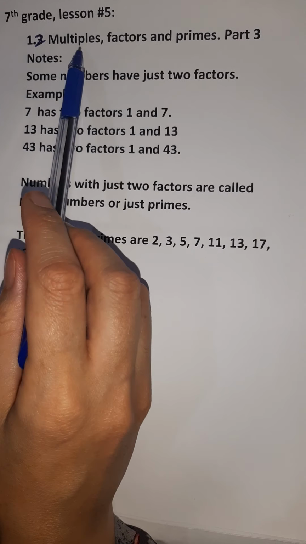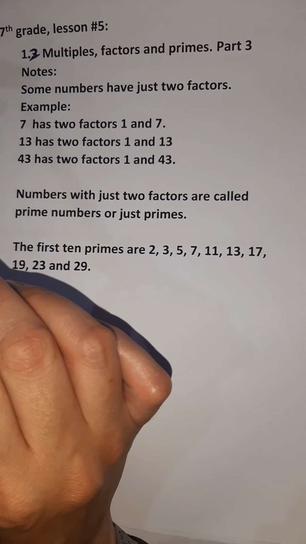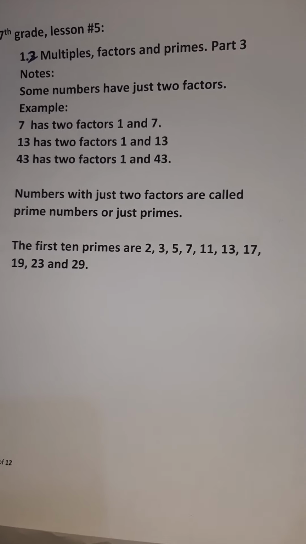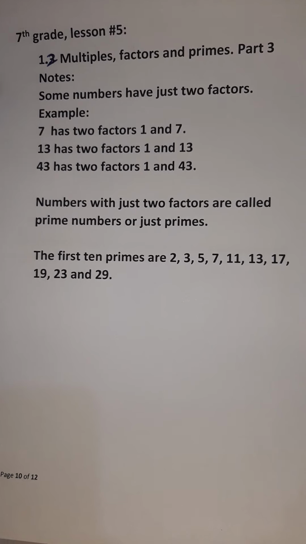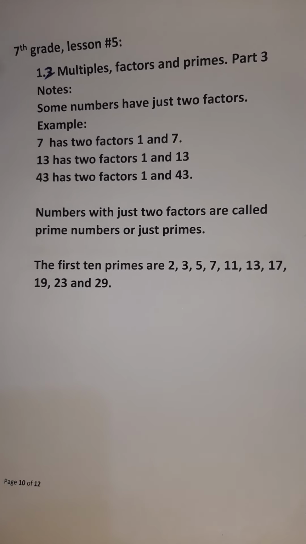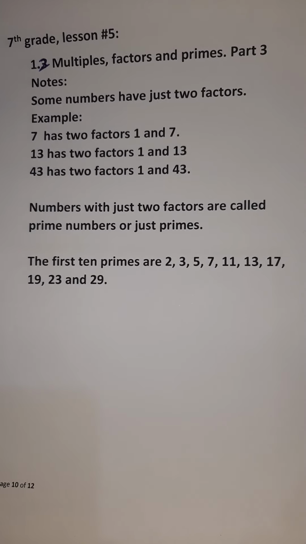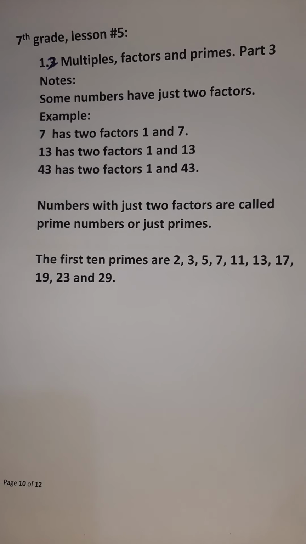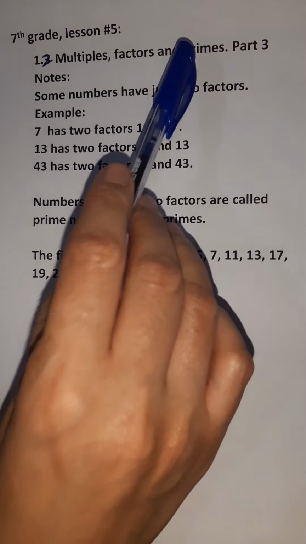In the first part, I gave you the meaning of multiples, like the multiples of 3: 3, 6, 9. Factors, I gave you the meaning of factors, for example, if you take 10, 1 times 10, 2 times 5, these are factors of 10. And we learned how we can find the highest common factor and the lowest common multiple. Today I'll give you something new, which is primes.